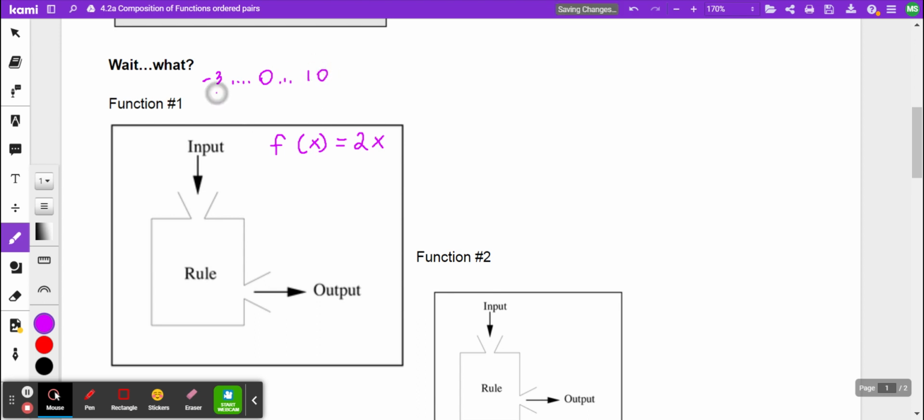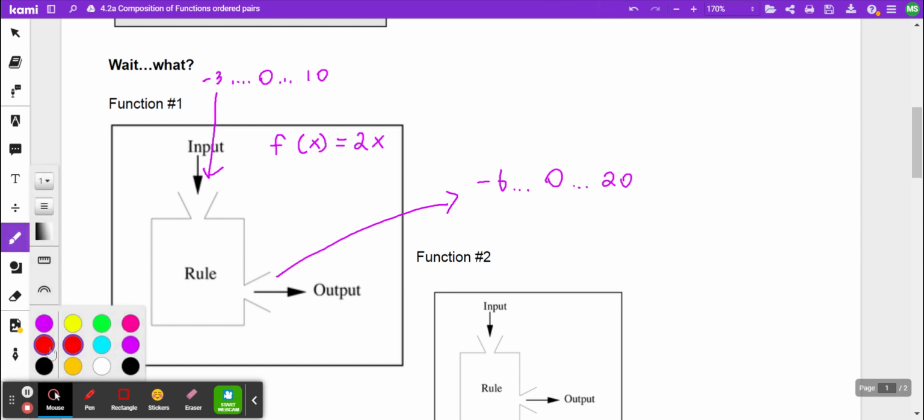If we plug these in first, with the -3, out will pop the following numbers. 2 times -3 is -6. If we plug in the next one, 0 times 2 is 0. And if we plugged in 10, 2 times 10 is 20. Well, that's pretty good. But what we're talking about right now is we have a machine inside the machine.